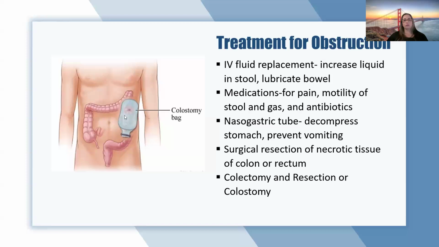And here's a picture of what a colostomy looks like. That's where they have their bowel connected to the front of the abdomen. And it's a nice little opening that's called a stoma. And then they have a bag that they stick on there, and that bag catches their stool. Colostomies can be temporary sometimes to allow for healing, and then they'll go back in and put the bowel back together. But a lot of times they're permanent.